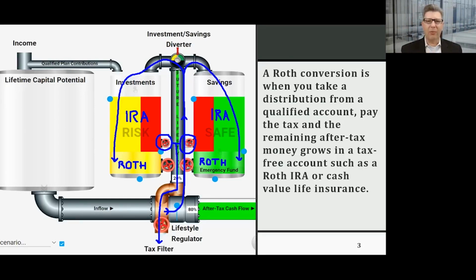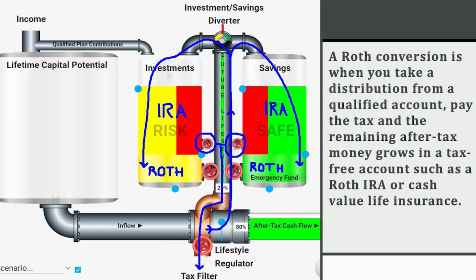That money is going to come out and go through the tax filter. Then after it goes through the tax filter, you've got a choice where that money is going to go. It's either going to go into the risk tank or the safe tank. Most of the time, it just goes back into the risk tank, into a Roth IRA, and you invest that money any way you want to. But that's essentially what's going on.